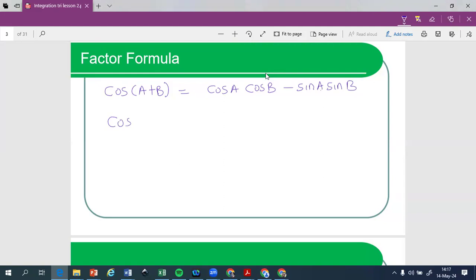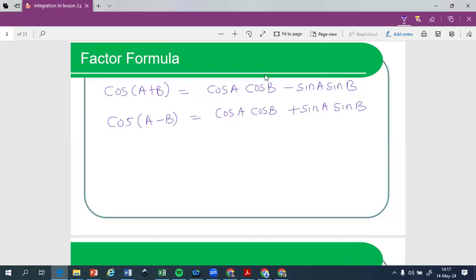Can we have another person to tell us, what if we had A minus B? When we expand, what do we get? Another person? Raise up the hand and you tell us. Yes, Kusima. Cos A cos B plus sin A sin B. Thank you, Kusima.